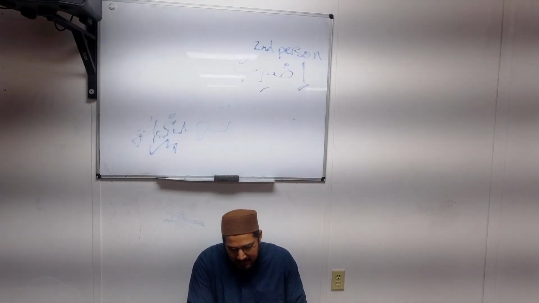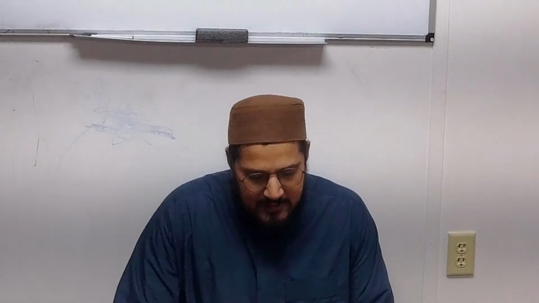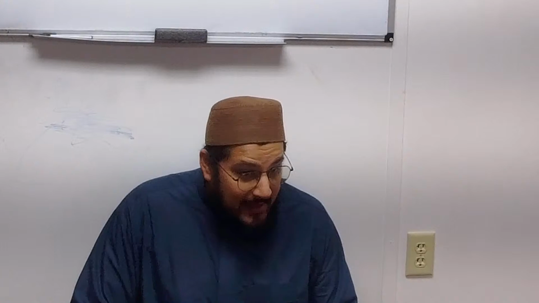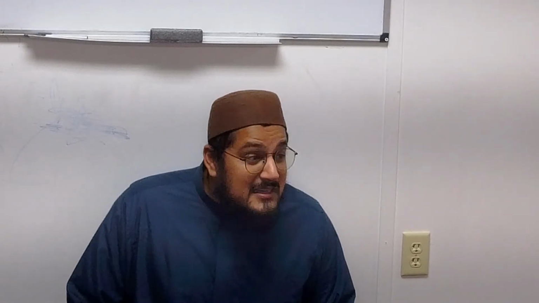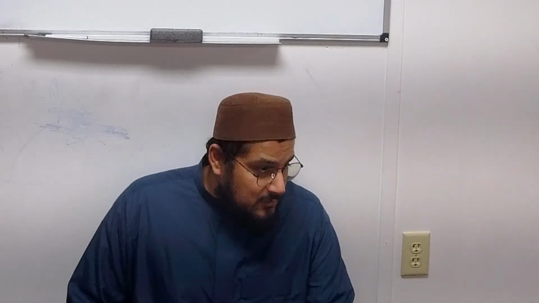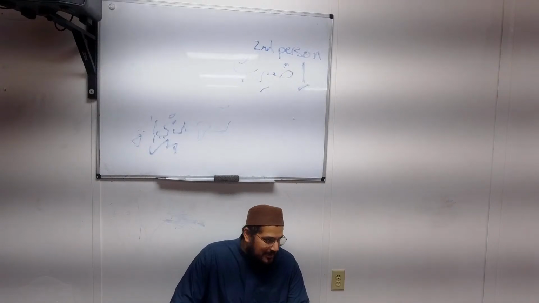So in reality, what we're learning now is that dual and plural words that end in ani or ayni, una or ina, can never have tanween. We can't say muslimanin, it's muslimani. We can't say muslimainin, it's always muslimaini. We can't say muslimunun, it's always muslimuna. And we can't say musliminun, it's always muslimina.